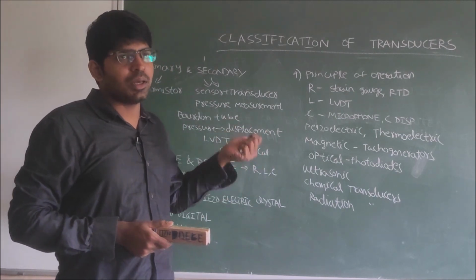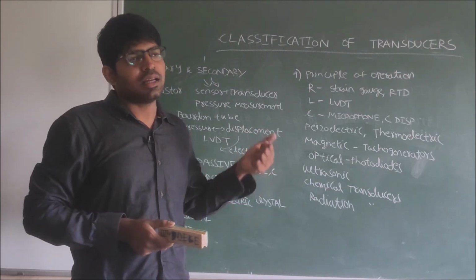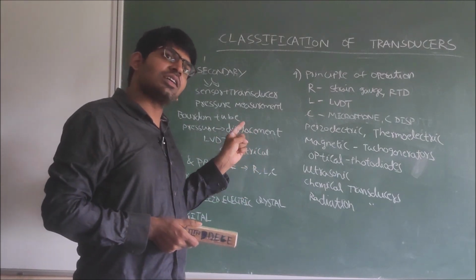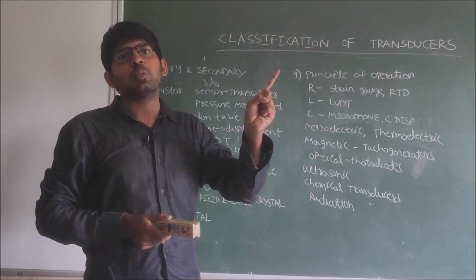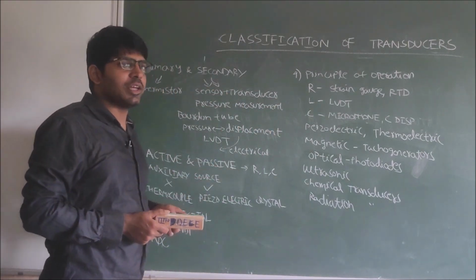So the example for the primary transducer is the thermistor, which we have discussed. And the example for the secondary transducer is the LVDT, which converts displacement into an electric signal. Now we have active and passive transducers.